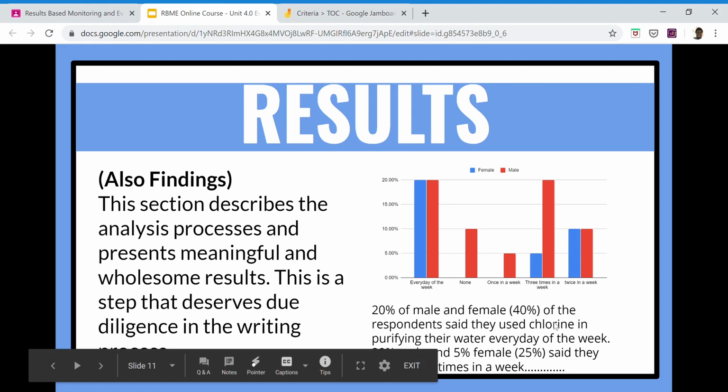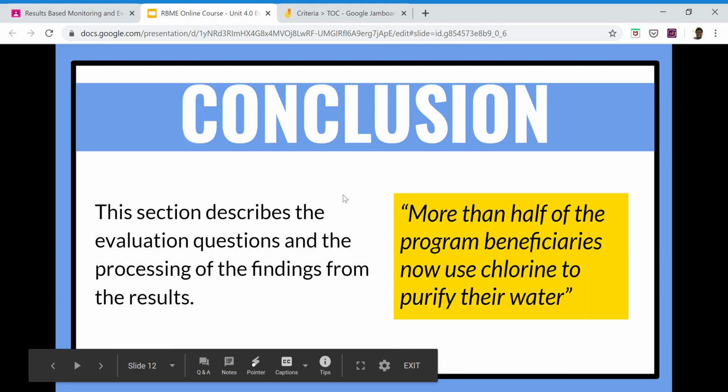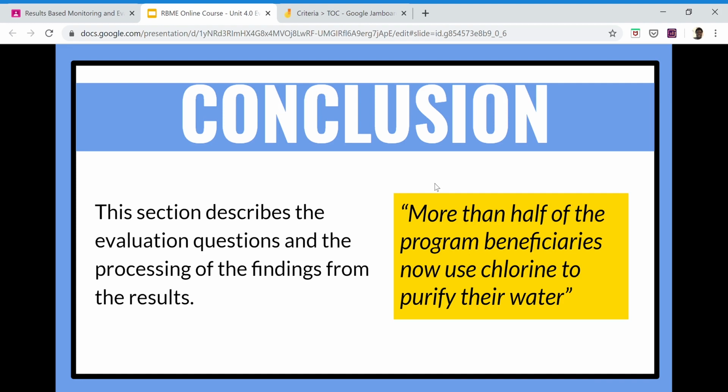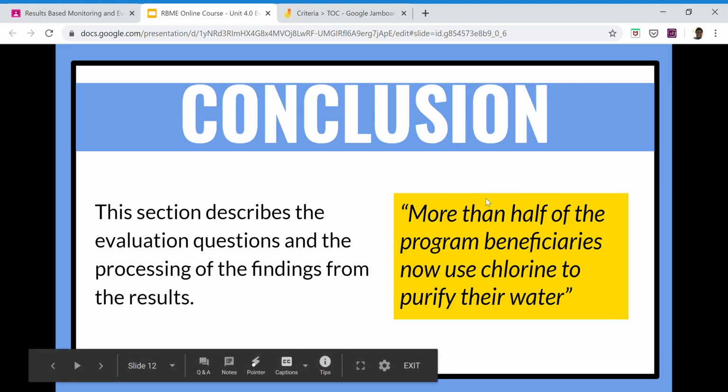If you look at the results we have here, from here we are able to form a conclusion that more than half of the program beneficiaries now use chlorine to purify their water. So this is the chlorine distribution program. It's like a summary of your results, a total summary of all your results. So you could have 3, 5 results, then summarize them into one to get a conclusion, and that's how you get an insight.